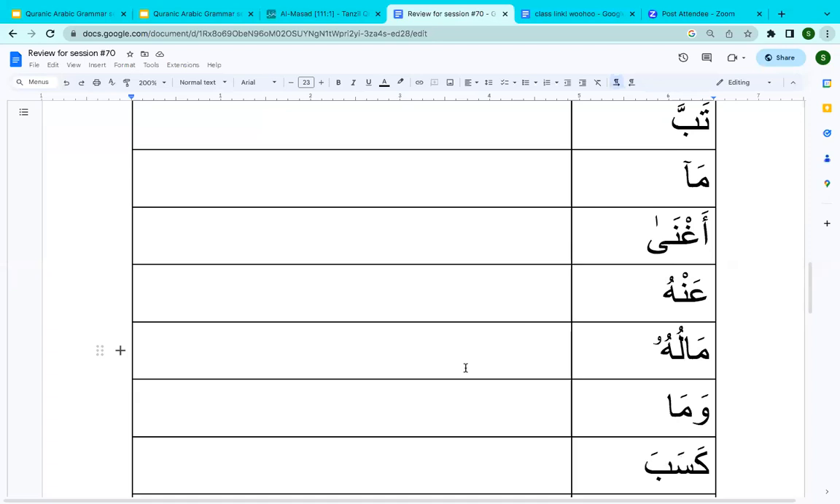Okay, ma aghna. Before I take you to that ma, aghna, ghain, noon, ya are the root letters. I know we have not learned irregular af'al that much, but just think about it. Hold your horses. Okay, this, I did not avail, or it did not avail.